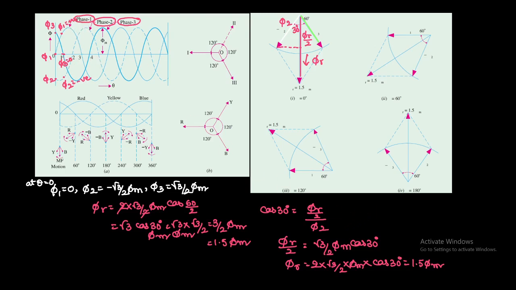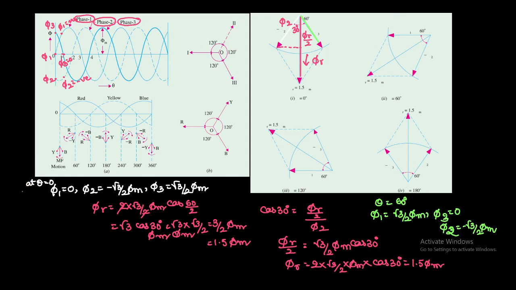At the instant theta equal to 60 degrees, what is happening? Phi 1 is of a positive value, root 3 by 2 phi m. Next, phi 2 will become 0. Next, phi 3 is of a negative value, minus root 3 by 2 phi m. Here phi 3 is becoming 0; phi 2 becomes minus root 3 by 2 phi m.